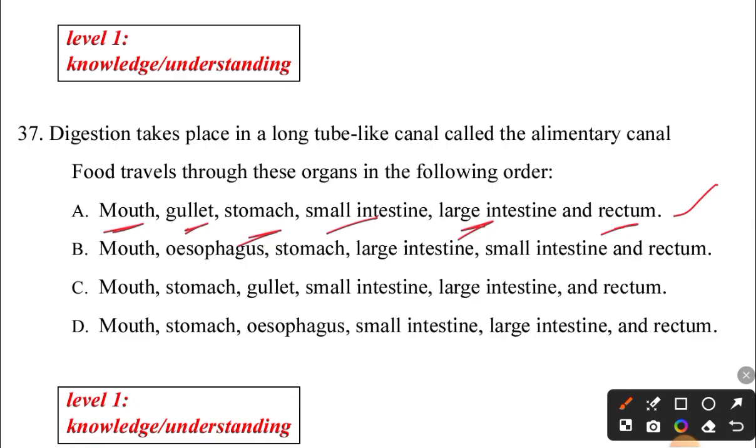So looking at the B, this is where the confusion is. The small intestine comes before the large intestine. And this is where the confusion is. The mouth has to go through the gullet before going to the stomach. Then mouth, stomach, esophagus. So same confusion here as well. So our answer to question 37 is E.